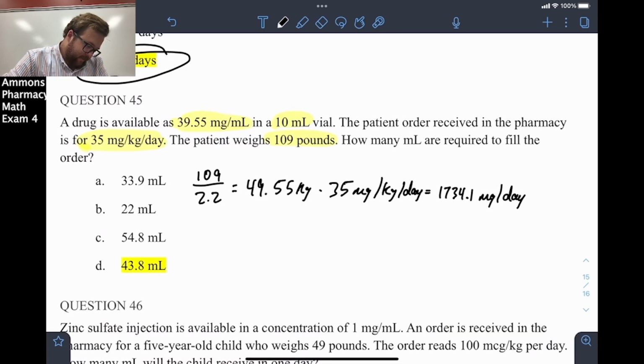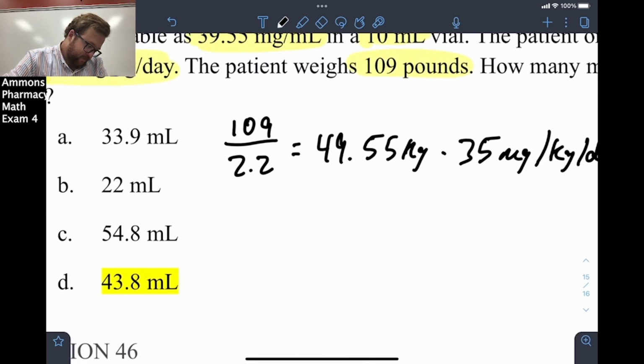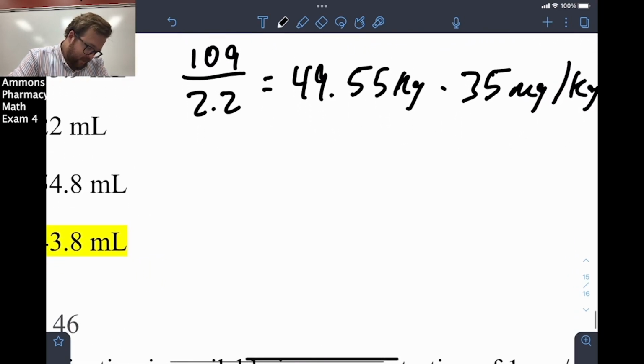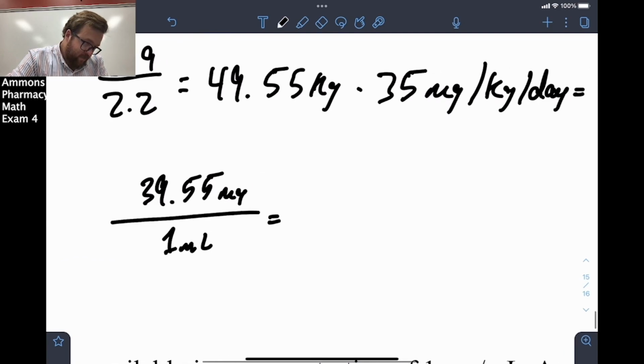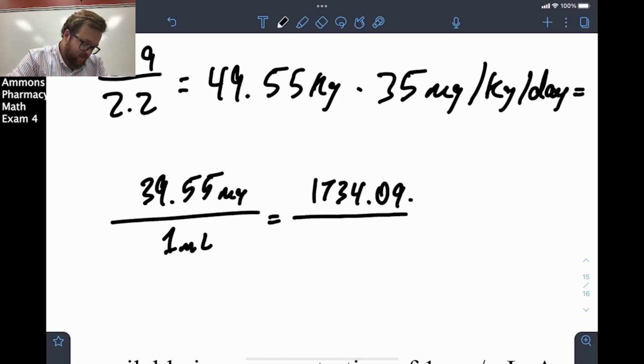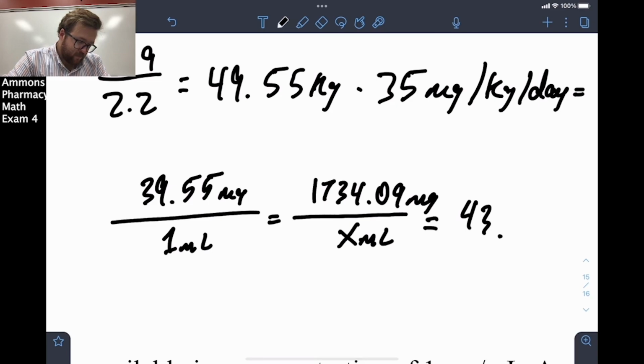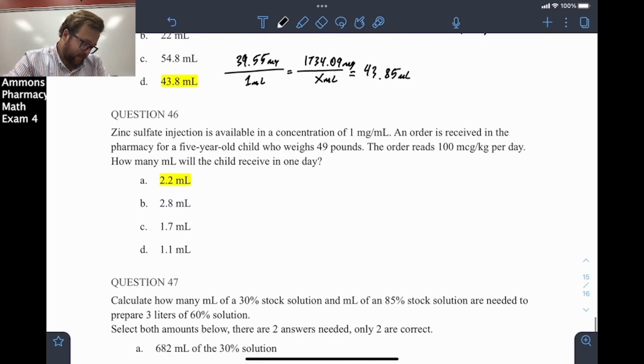Ours is 3.95 milligrams per mil. I'm sorry, 39.5. There it is, 43.85.